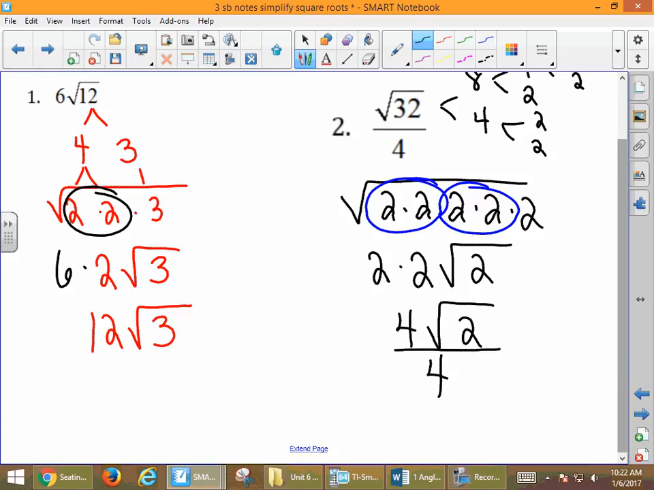We had a denominator when we started. Well, can we do anything more to this problem? Jordan? 4 divided by 4. They cancel out. 4 divided by 4 is 1. And we end up with the square root of 2.